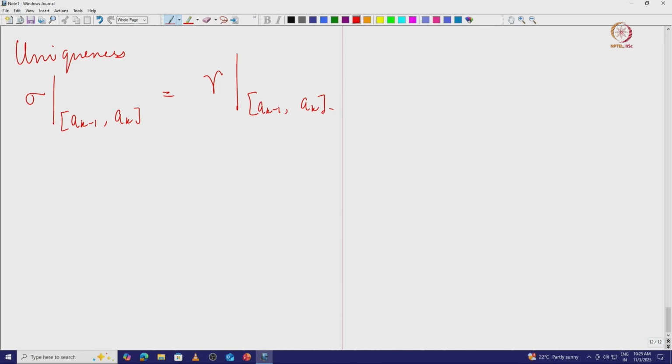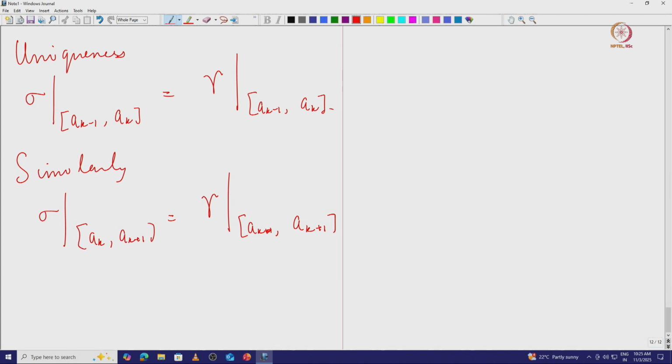But similarly, sigma restricted to a_k to a_{k+1} is also going to be the same as gamma restricted to a_k to a_{k+1}. But sigma is smooth on the entire interval by construction, because it is a smooth geodesic on the entire interval a_{k-1} to a_{k+1}.